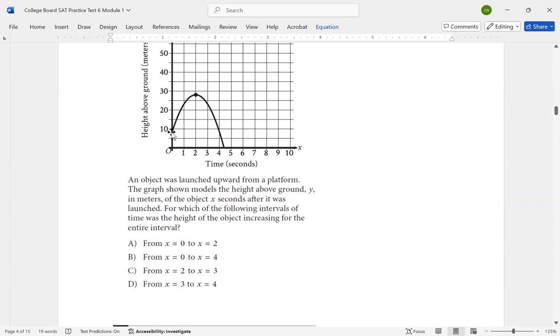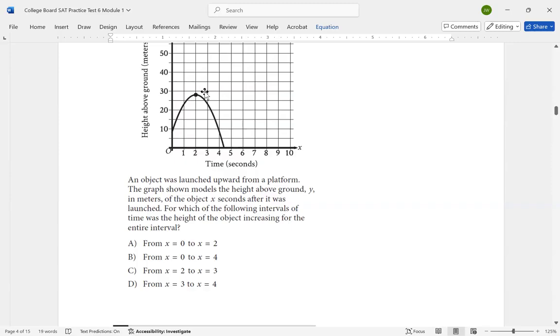This graph begins increasing when x is 0, and it goes up all the way until the x value hits 2. So the interval of increase is from 0 to 2.